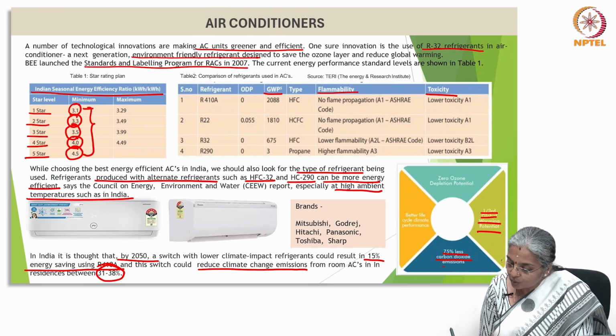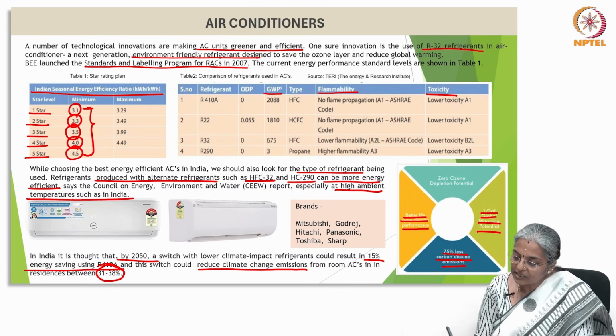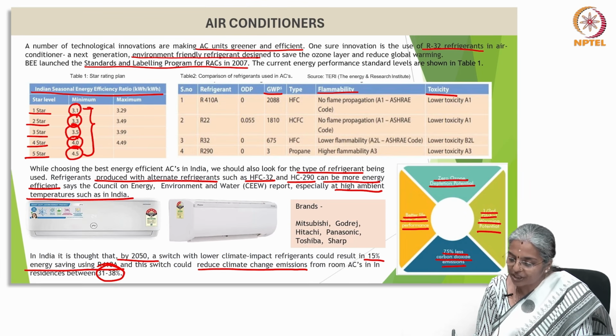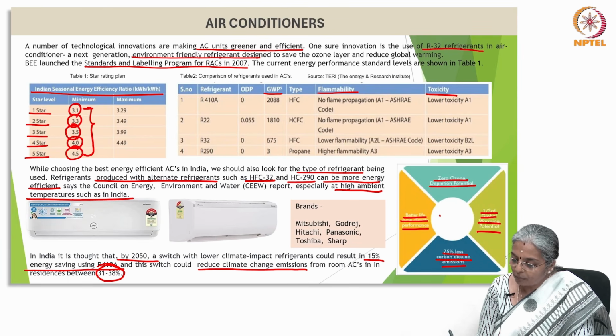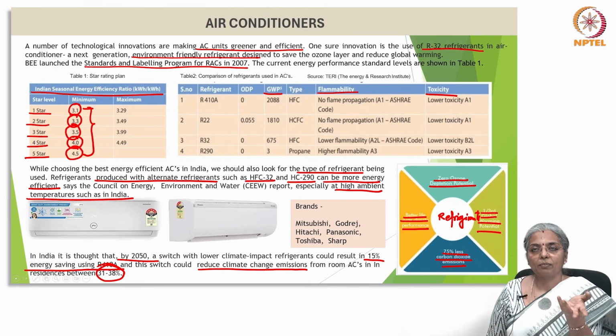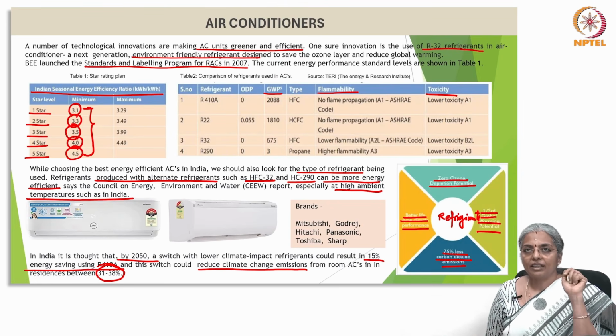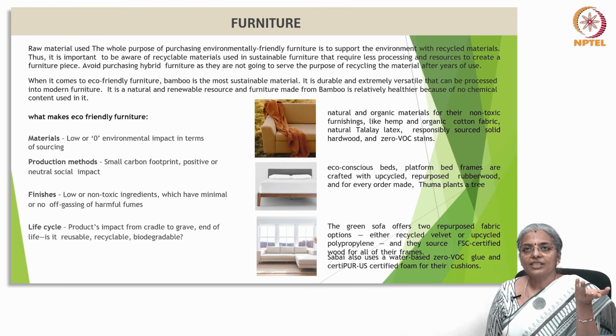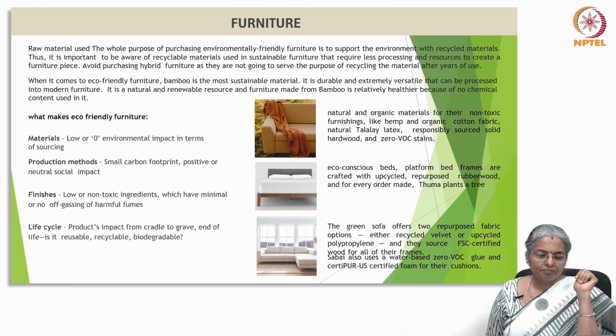75% less CO2 emissions, better life cycle climate performance and zero ozone depletion potential with proper use of appropriate refrigerants. So, these choices will help us make a better refrigerant. Then let us look at some furniture.